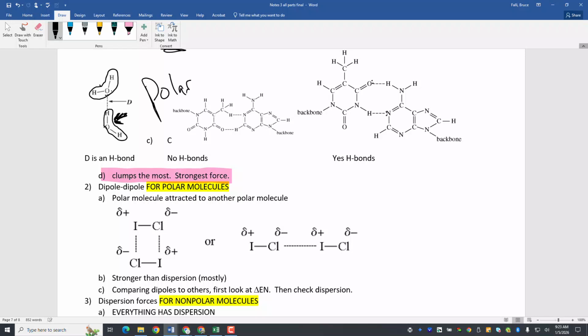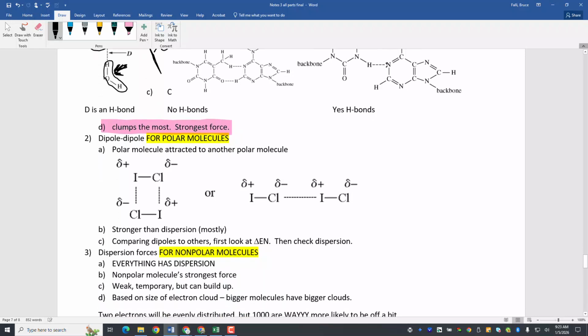Dipole-dipole, make that polar, not dolar. Dipole-dipole for polar molecules. Polar molecules are attracted to another polar molecule. If you're a polar molecule, you are ended. Here's my molecule. Here's the positive end. And what attracts positives? Negatives. Dipole-dipole is stronger than dispersion. And when I compare dipoles to other dipoles, first look at EN, that's your electronegativity difference. Then check dispersion. We'll get to dispersion in just a second.